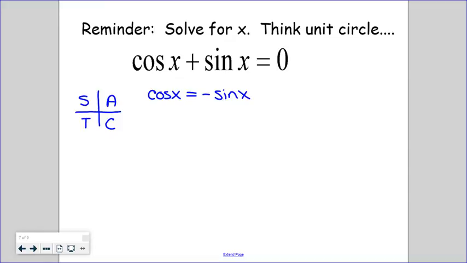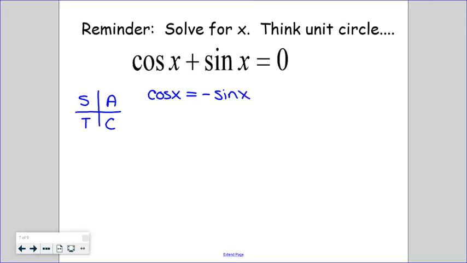All things positive in quadrant 1, right? Sine only, tangent only, cosine only. That means that sine's positive here, so cosine's negative. Opposite signs in quadrant 2. Cosine's the only thing positive here, which means sine's negative. Opposite signs in quadrant 4. So I know my answers are coming from quadrants 2 and 4.